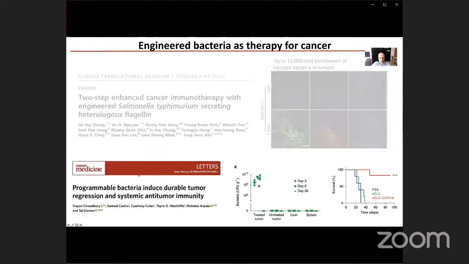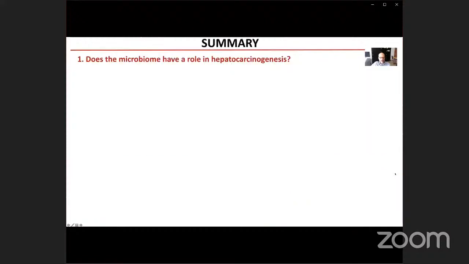And a second study showing this, also published in Nature Medicine, where they used bacteria that expressed a CD47 nanobody. Again, the bacteria were strongly enriched in tumors versus liver or spleen. And the bacteria that expressed the nanobody against CD47 achieved strongly increased survival in mice with tumors.